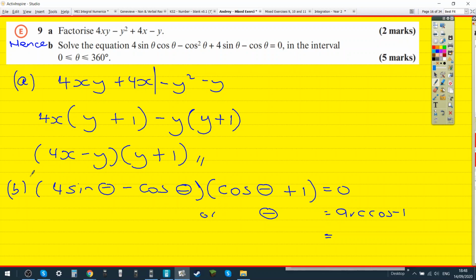If I do sine theta equals cos theta, I think... Oh no, I can't do divided by 4. Just 4 sine theta minus cos theta equals 0. Nothing wrong with it. So should I find what arc cos of minus 1 is? Yep. That's 180. Great.